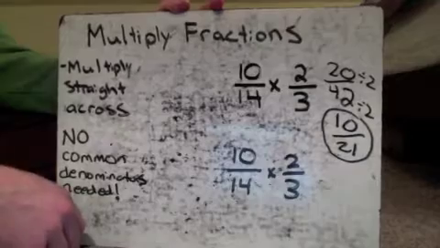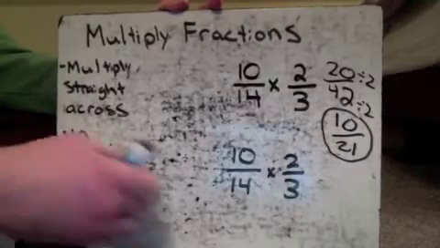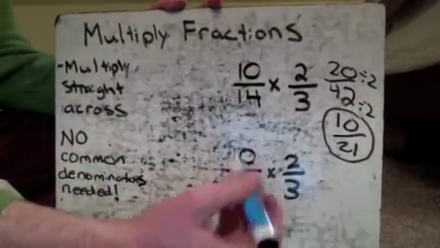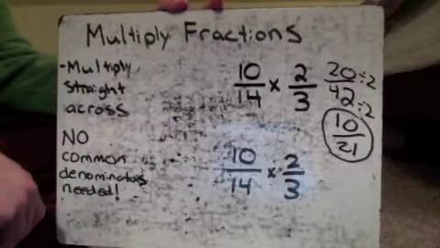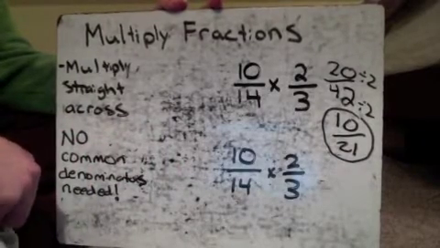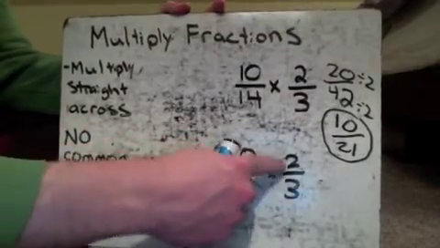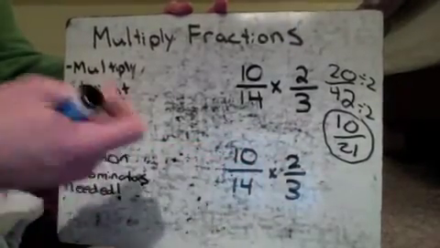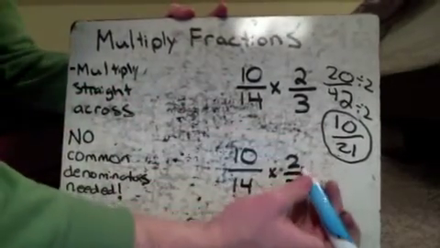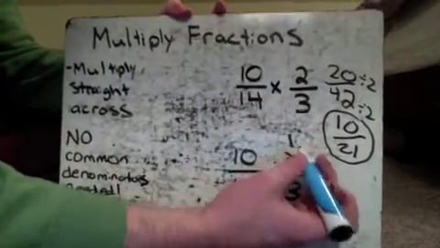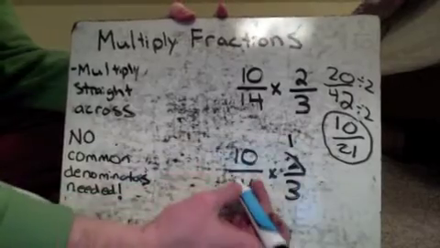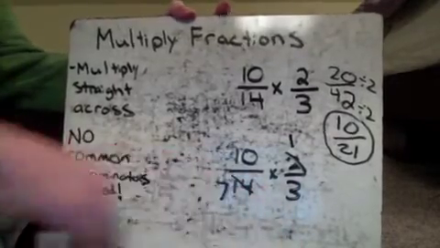So, cross-reducing, I need to look at the numbers diagonal from each other. The 10 and the 3, we're not going to be able to do anything with that 10 and the 3 because there's not something that goes into both 10 and 3. Okay? But the other two there is. 2 and 14, they're both even numbers, so 2 has to go into it. So if I do 2 divided by 2, I get 1. And if I divide this by 2, I get 7.